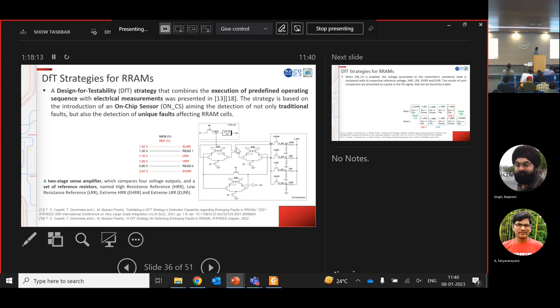So we combined the execution of a predefined operating sequence with electrical measurements. The idea is to add an on-chip sensor at the memory and use this on-chip sensor to perform some measurements while you are executing the predefined operating sequence, okay? So in that way, we can identify the deviation, the parametric deviation. That was the main idea of the approach, okay?